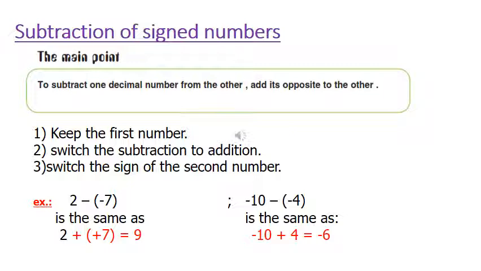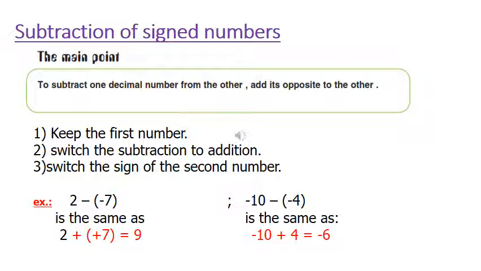Now, if we are subtracting signed numbers, we'll have different steps. To subtract two numbers, we keep the first as it is, we switch the subtraction to addition, and we switch the sign of the second number. The steps are very easy, 3 steps: keep, switch, switch. Keep the first, switch the subtraction to addition, switch the sign of the second number, so the minus 7 becomes plus 7. And now we have 2 plus 7, it's 9.